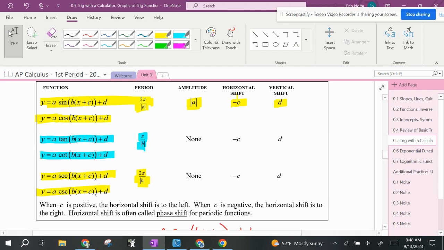Okay, so these are all giving you the same form. You should know that the period for sine, cosine, secant, and cosecant, notice those are all the yellow functions, they all have the same period, 2 pi divided by b. Tangent and cotangent, the John Travoltas, are pi divided by b. The amplitude is how high the wave is. That's always the a value in front.